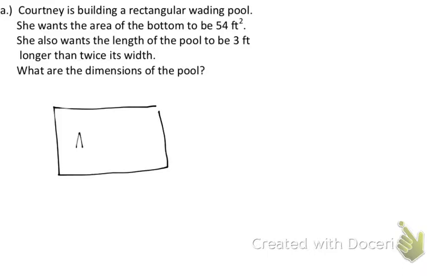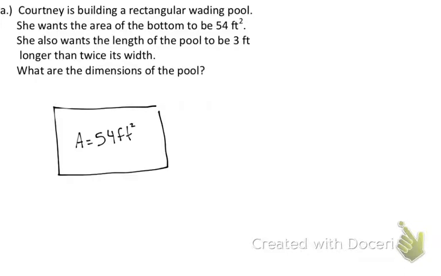Alright, so the next thing we're going to do is go through this word problem. Courtney is building a rectangular wading pool. She wants the area of the bottom to be 54 feet squared. She also wants the length of the pool to be 3 feet longer than twice the width. What are the dimensions of her pool? So let's draw a picture. We have a rectangular pool, and the area is given to us as 54 feet squared.